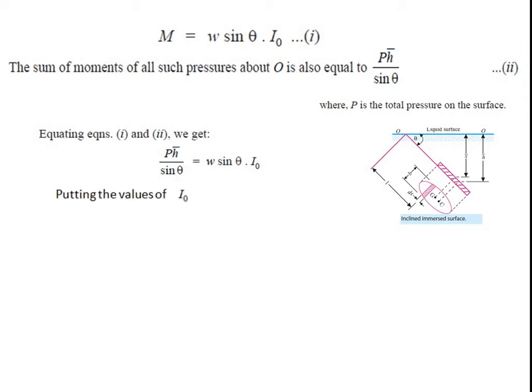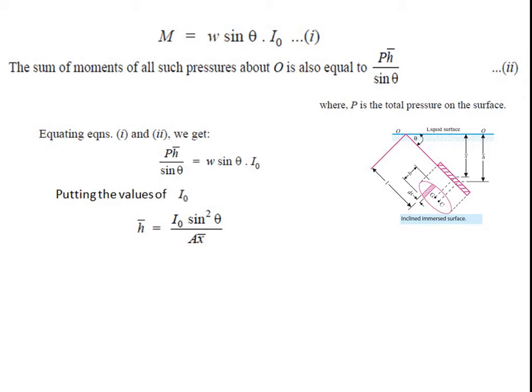So equating equation number 1 and 2, we can know that P into h bar sin theta is equal to W into sin theta into I naught. Now here sin theta gets cancelled when it goes to the other side. When P goes to the other side, it becomes the denominator. So putting the value of I naught, we can write this as h bar is equal to I naught sin square theta divided by A x bar.